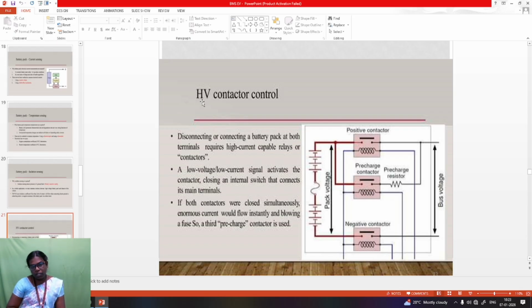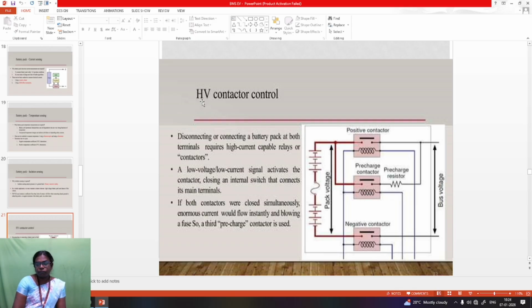Then contactor control, high voltage contactor control. This is the diagram of the high voltage contactor control after the battery, before the controller. Disconnecting or connecting the battery pack at both terminals requires high current capable relays or contactors. A low voltage or low current signal activates the contactor, closing an internal switch and connecting the main terminal. If both contactors are closed simultaneously, enormous current would flow instantly, blowing a fuse. So a third pre-charge contactor is used.